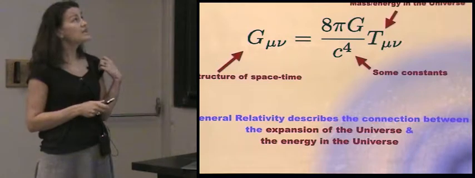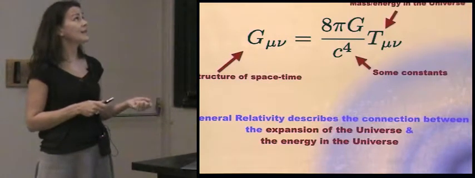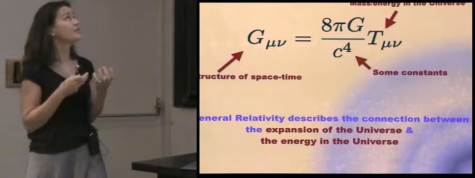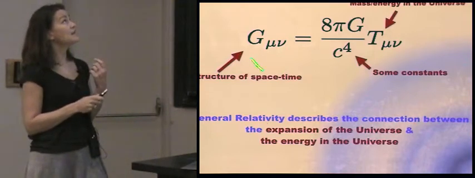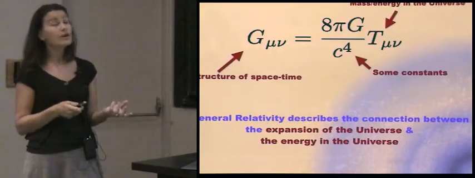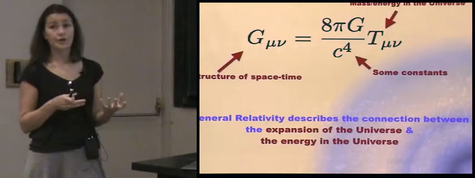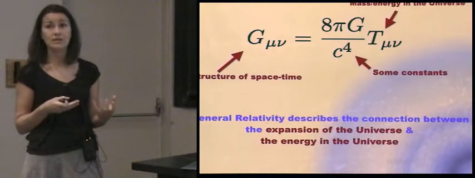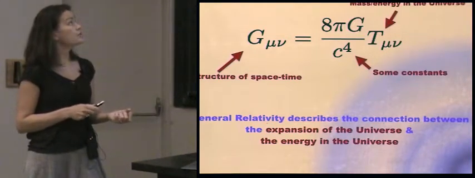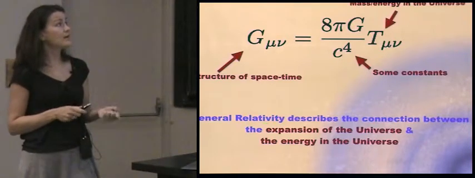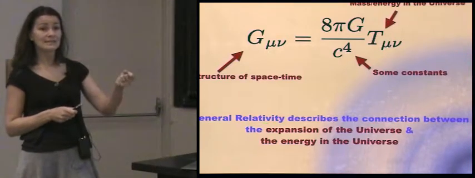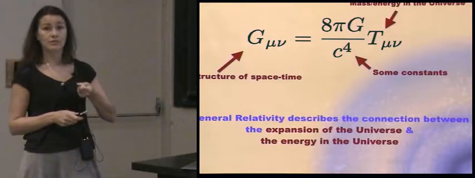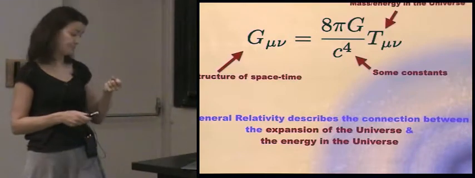Okay, so in this equation, without going into the full details, you can see where our familiar notion of general relativity comes from, that space-time tells matter how to move, and matter tells space-time how to curve. This equation is where that expression comes from, because the two sides must equal in this equation. So general relativity really describes this fundamental connection between how the universe is expanding and how that is driven by all the energy in the universe. It's this connection between the two.